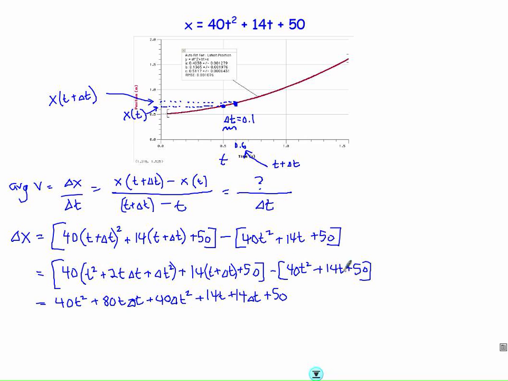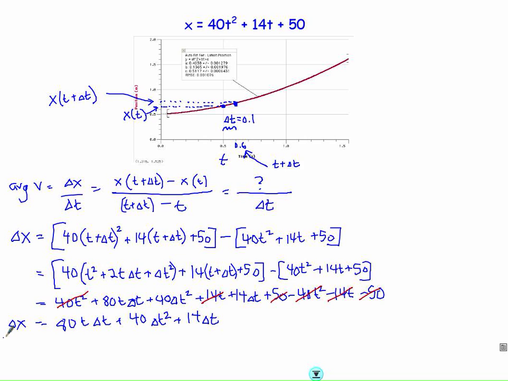Now I have to distribute this negative sign. So minus 40t squared, minus 14t, minus 50. Whew, that's a lot, but we're almost there. And there's some cancellation we can do here. 40t squared cancels with minus 40t squared. 14t minus 14t. 50 minus 50. All right, where are we? Looks a little bit nicer now. 80t delta t plus 40 delta t squared plus 14 delta t. That's what that all reduces to.